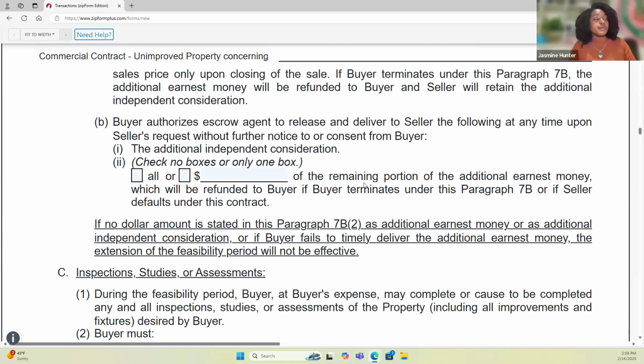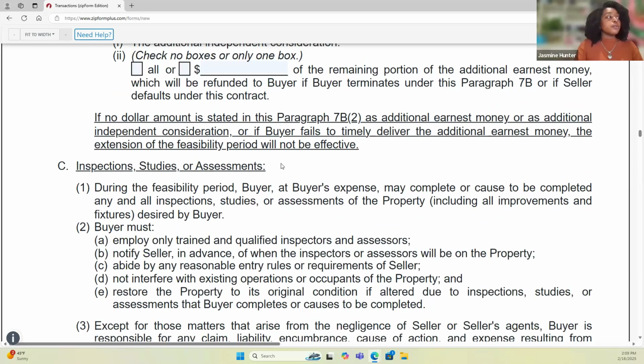So what we're saying here is you're putting so much money and time into this feasibility period. The buyer authorizes the escrow agent to give the seller some amount of money after the time, with no further request, because I'm already paying so much money to do all these reports and everything. The land has to come off the market. So go ahead and give the seller this amount of money with no discussion from me. Right now, again, if no dollar amount is there, then your extension of the feasibility period will not be effective.